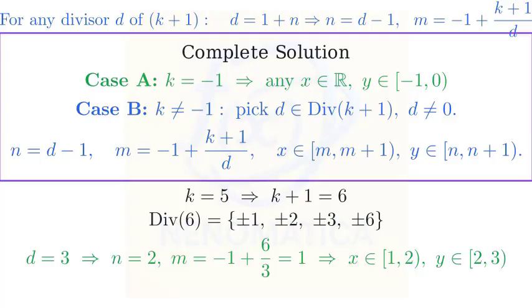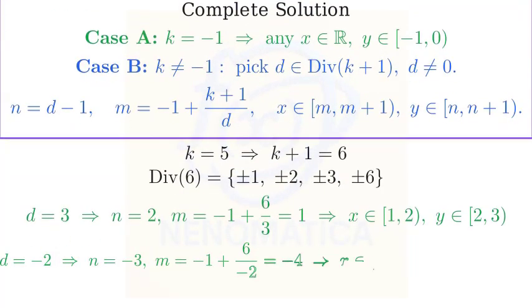Next, choose d equals negative 2. Then n equals d minus 1 equals negative 3, and m equals negative 1 plus 6 over negative 2 equals negative 4. Therefore, x lies in [-4, -3), and y lies in [-3, -2). Recap.